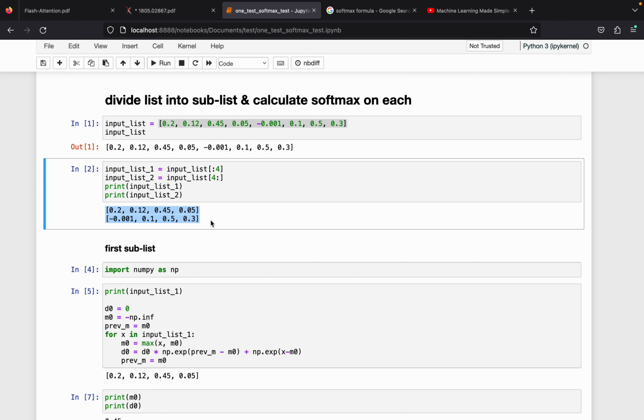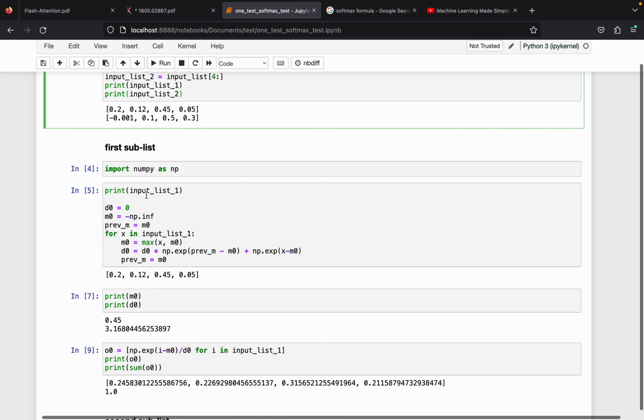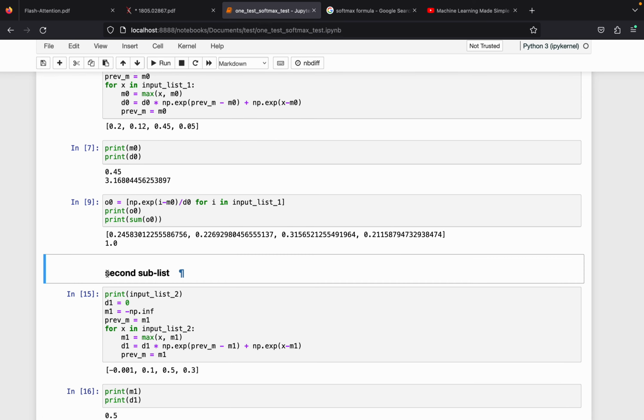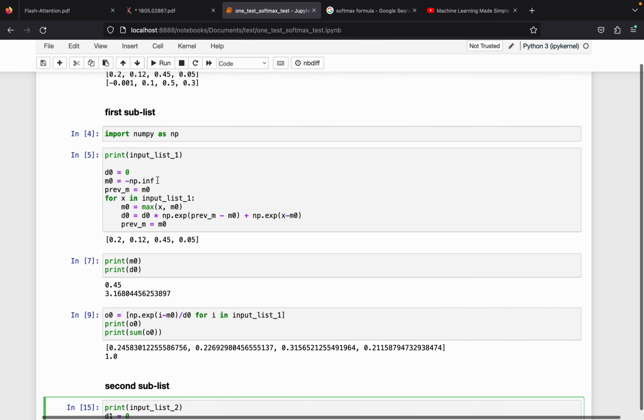When I look at that, it is like, wow, how can I even do this? Because it falls under an algorithmic question. To explain this, I have taken one random list here, and then I have divided it into two sublists, input list 1 and input list 2. So we'll process the first sublist, and then we will process the second sublist, and then finally we will merge the lists.